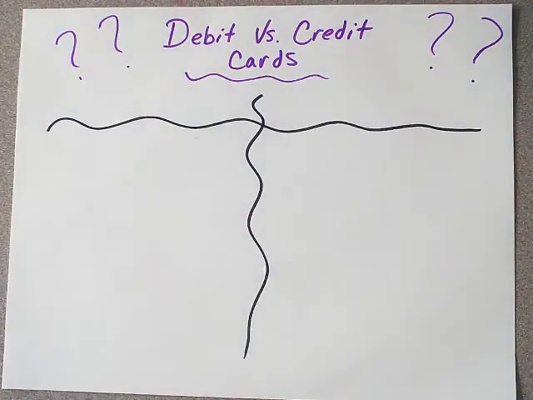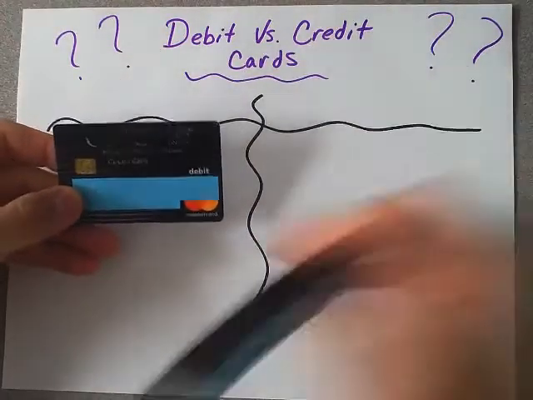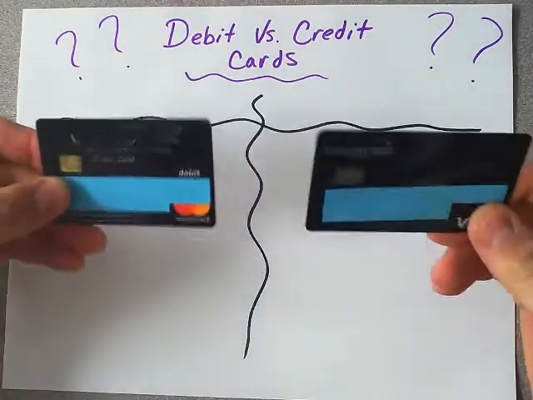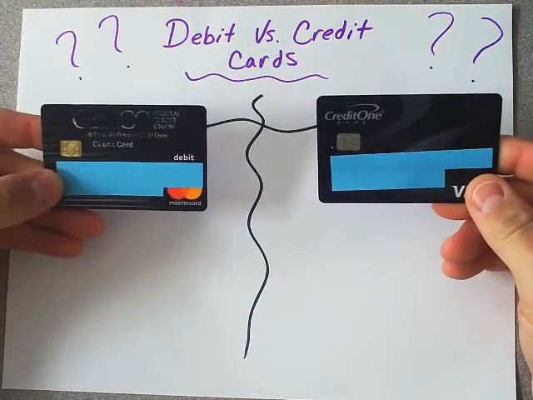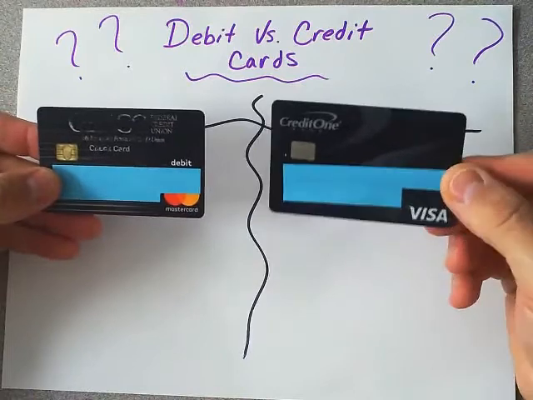Let me show you this before we get started. These are out of my wallet. I'm sorry they're all scratched up, but I have one of these. One's a debit card, one's a credit card. I chose these two because they're both black and they both have chips. One says Visa, one says MasterCard.